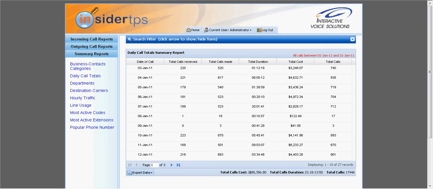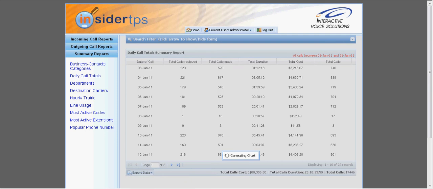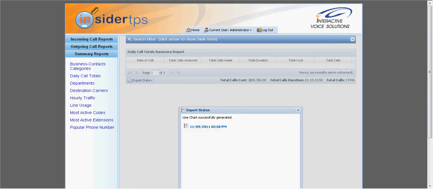In this particular report, the daily call totals report found in the summary report section of the reporting structure, it summarizes the total number of calls, incoming and outgoing, as well as the duration and costs for each day within the period. This report can then be exported into a line chart, which will help you to spot particular trends.